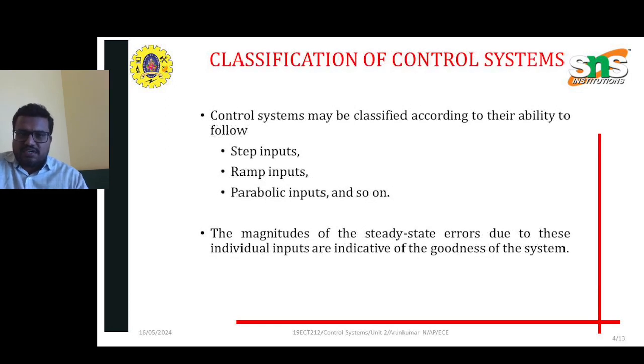Classifications. Generally, the steady state errors are based on step inputs, ramp inputs, parabolic inputs, and so on. The magnitude of the steady state errors due to these individual inputs are indicative of the goodness of the systems.